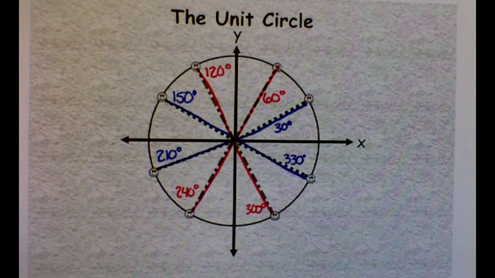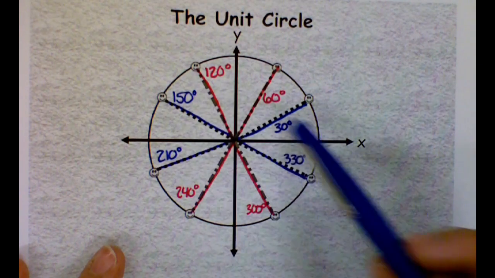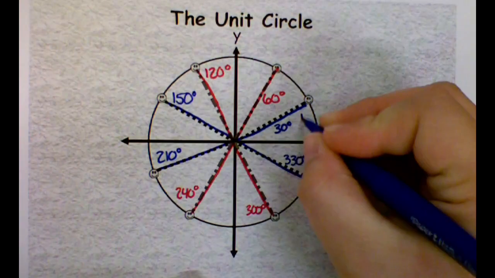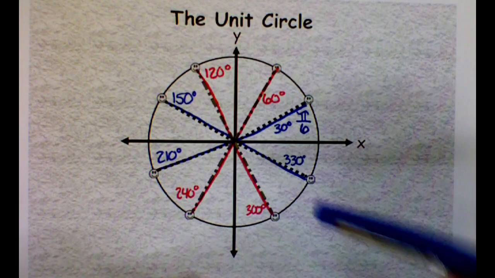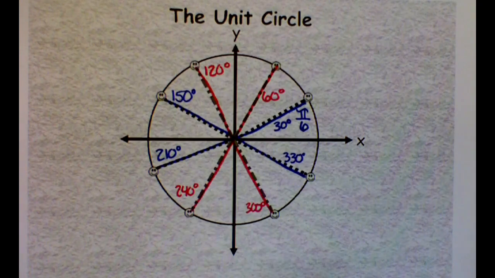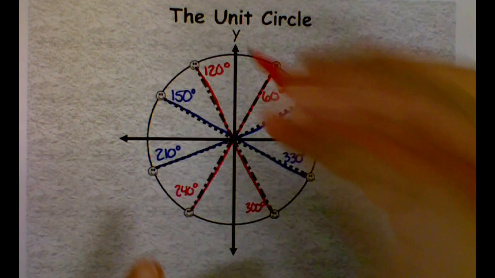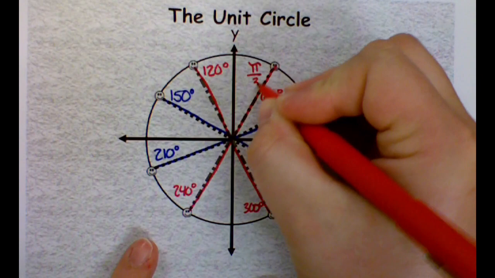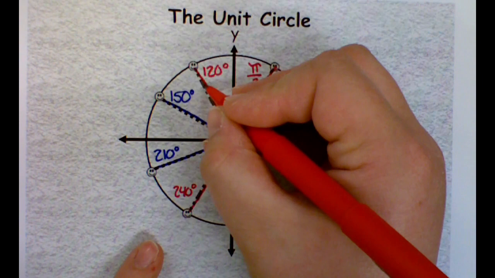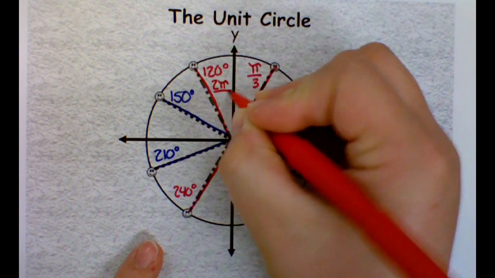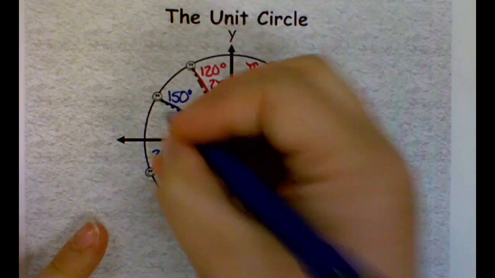Now for radians. Remember, degrees over 180 equals radians over pi. 30 degrees is really 1/6 of pi, so it's pi over 6. And we count by pi over 6s. So that's 1 pi over 6. My 60 degrees is going to be 2 pi over 6, or pi over 3. And then I hit 3 pi over 6, which is pi over 2. 4 pi over 6, which is 2 pi over 3. And then 5 pi over 6.